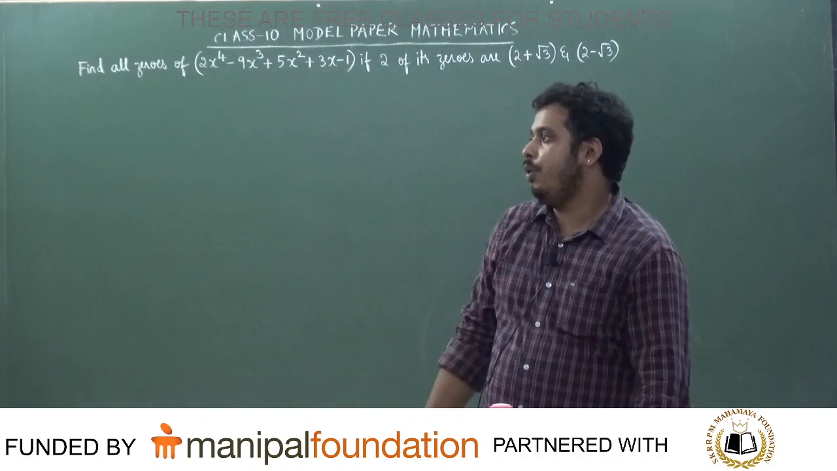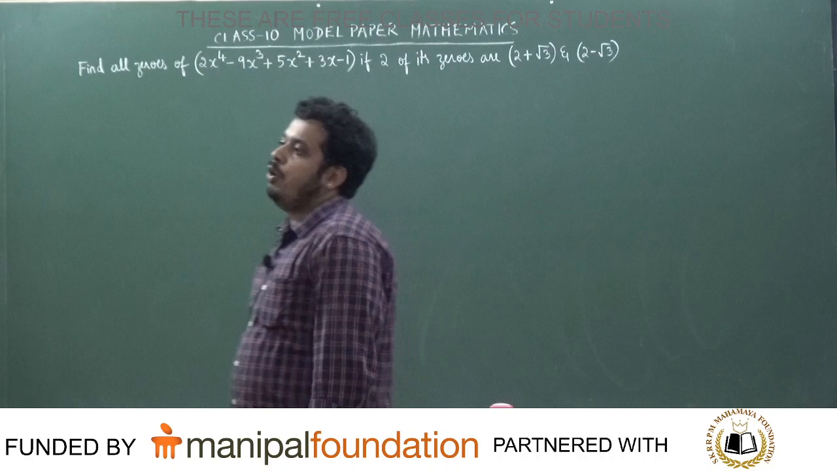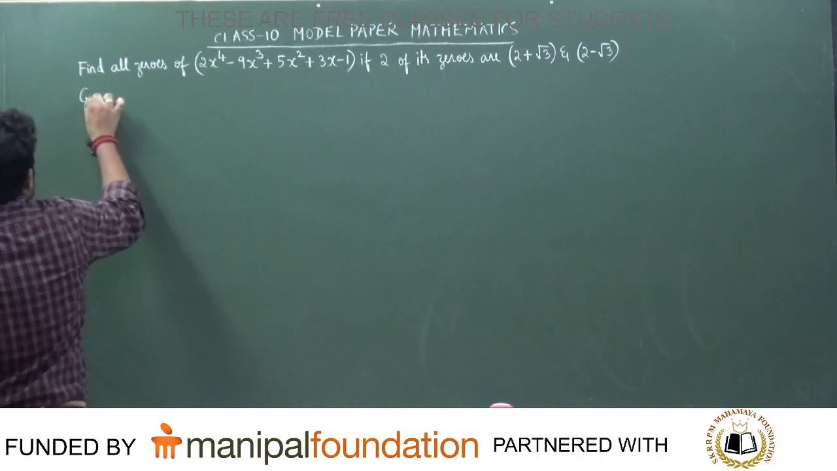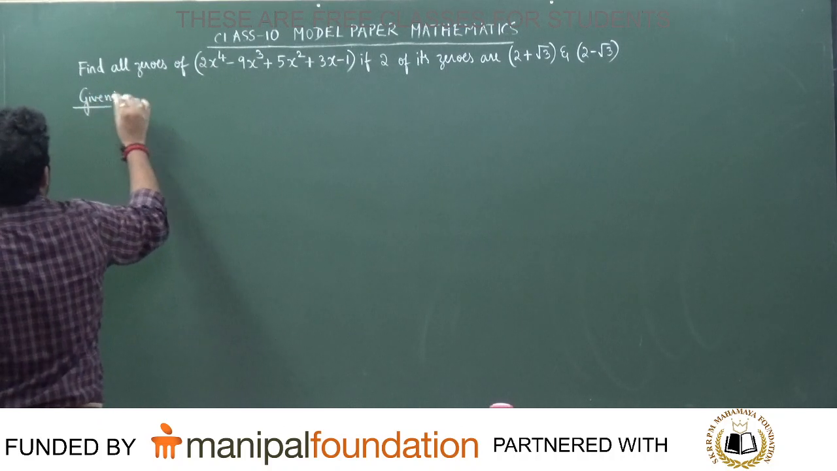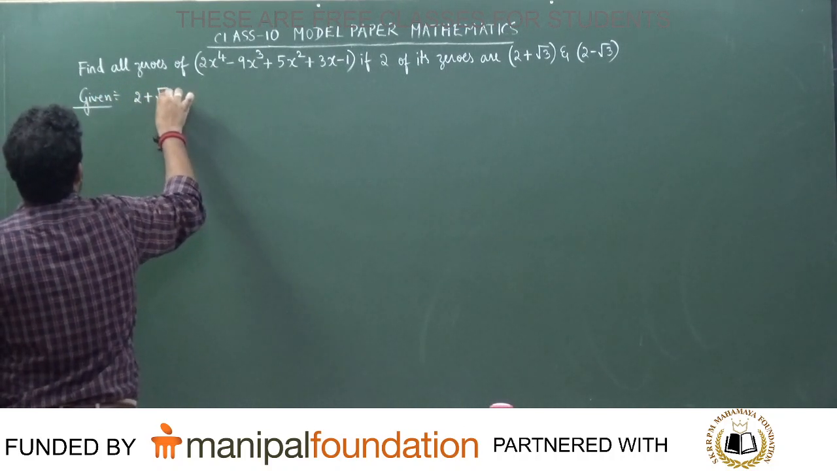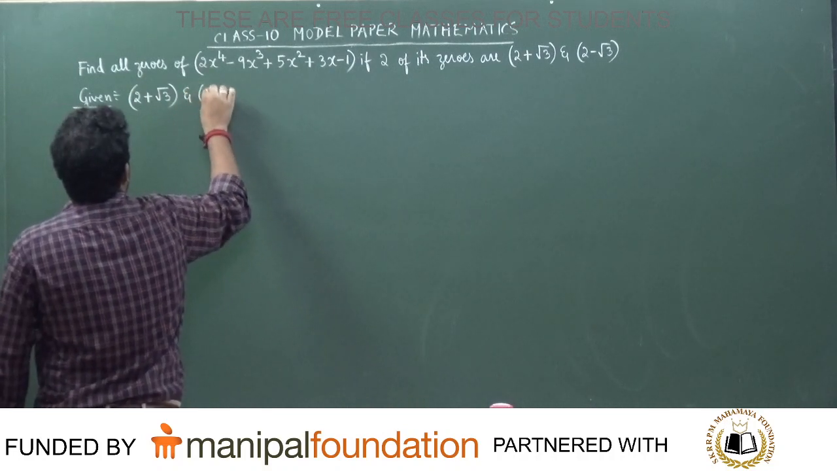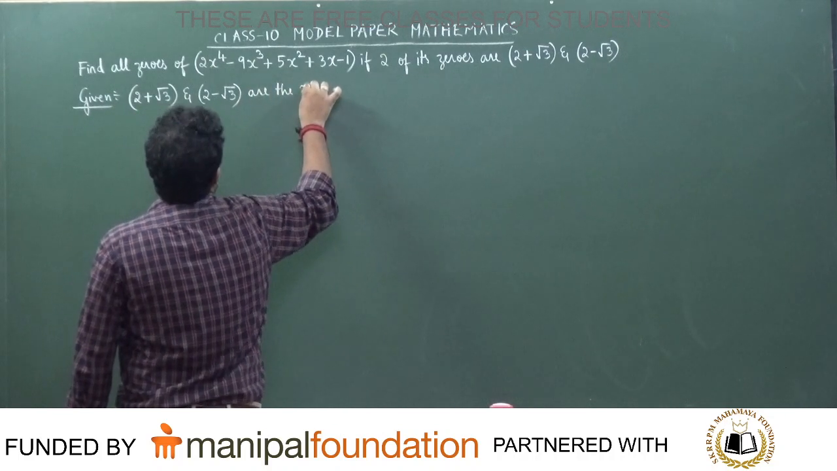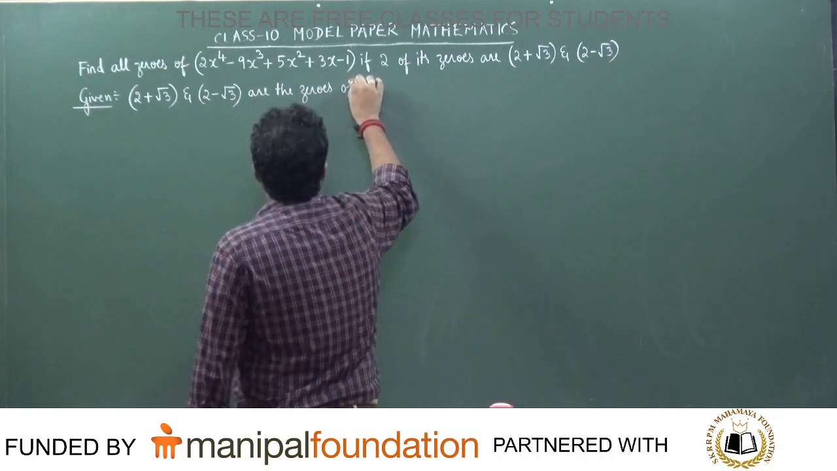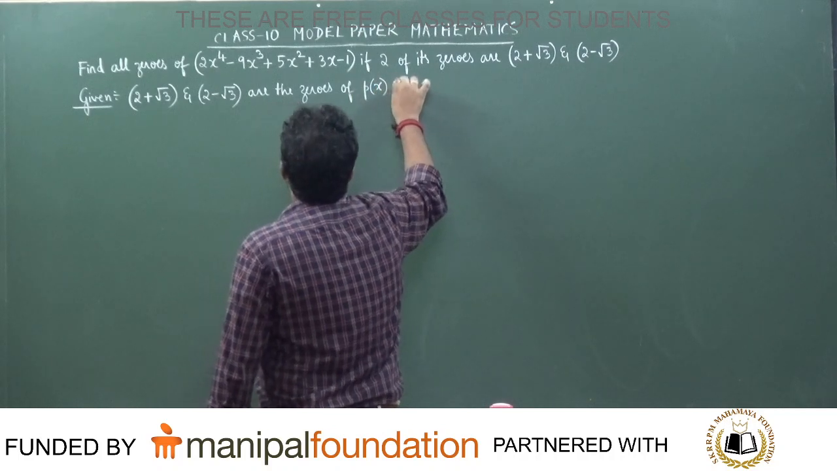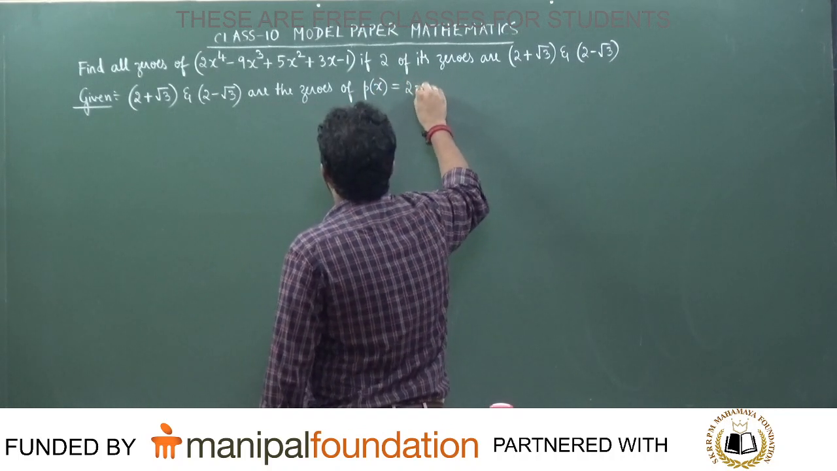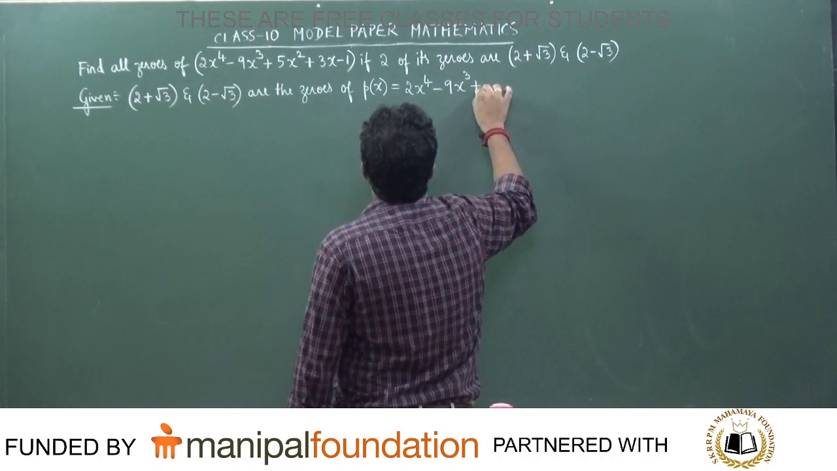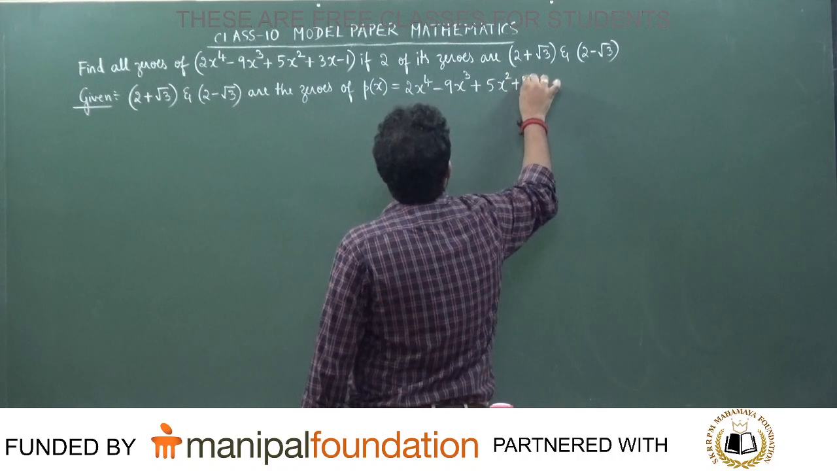This is a very, very important question. You mark this question as an important 3 or 4 mark question. Is it okay? So what is given in the problem? Given in the problem, 2 plus root 3 and 2 minus root 3 are the zeros of p of x is equal to 2x to the power 4 minus 9x cube plus 5x square plus 3x minus 1.